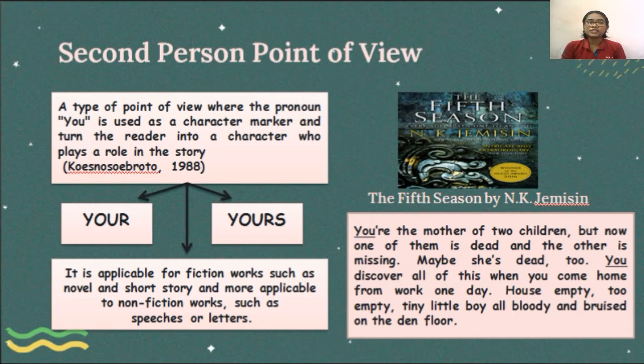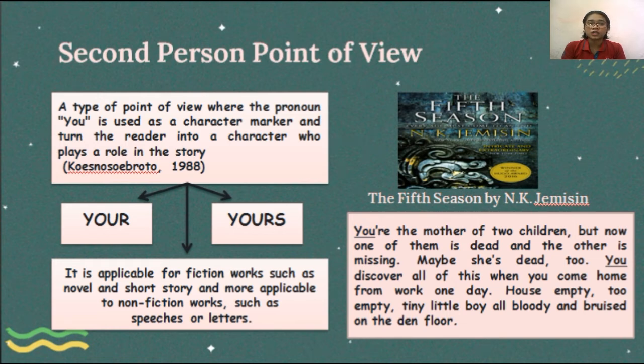Based on Kusno Subroto in 1988, second-person perspective is a type of point of view where the pronoun you is used as the character marker. It can also turn the reader into a character who plays a role in the story. And according to Bassmayer in 2012, when writers use the second-person point of view in their work, it means that they position themselves as people who tell their story to others.